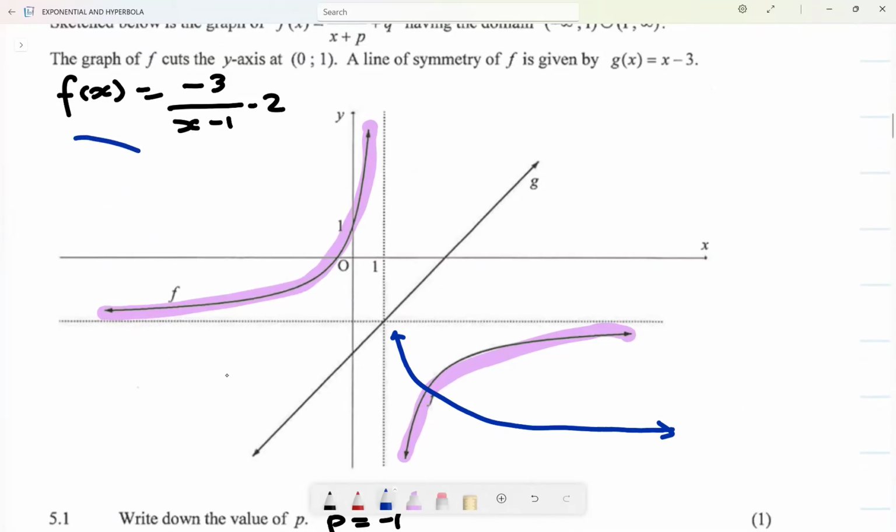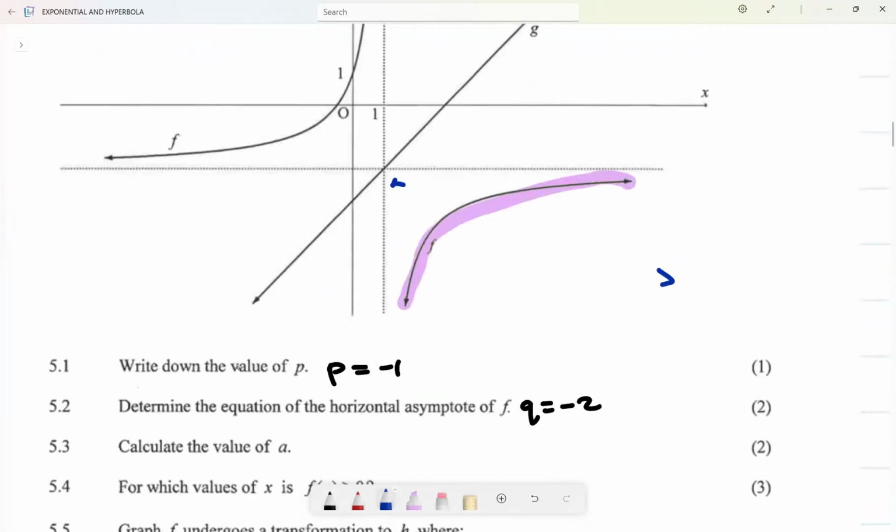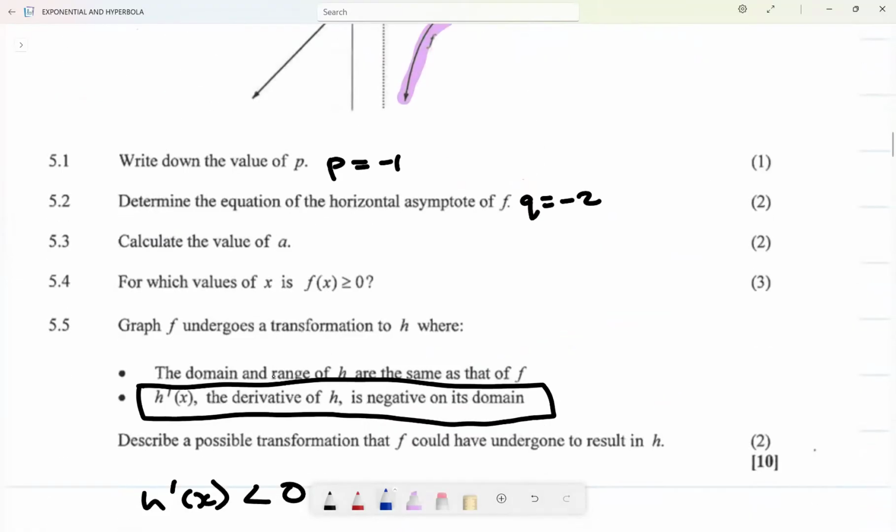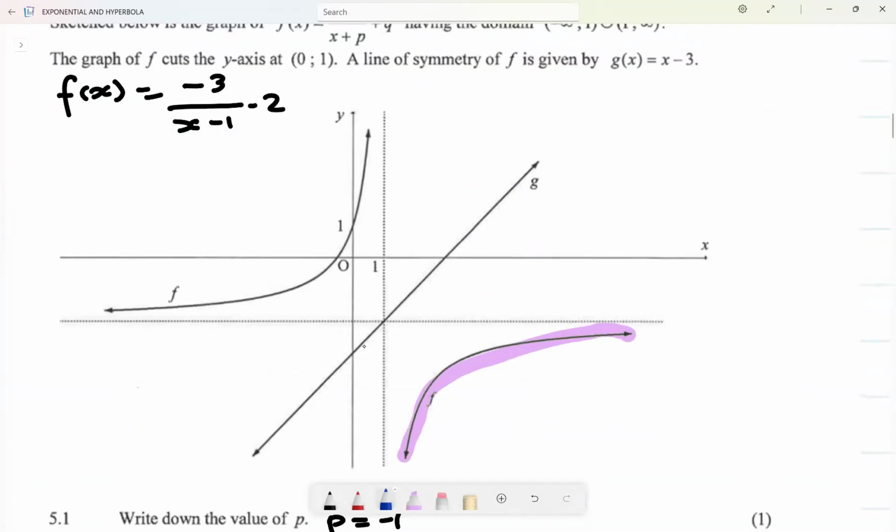If I do this, but it should not touch the asymptote. Let me see another thing. Oh guys, if it is decreasing on its domain, remember the domain is still the same, but it can come here. The graph can come here. It is decreasing. It is still on the domain.